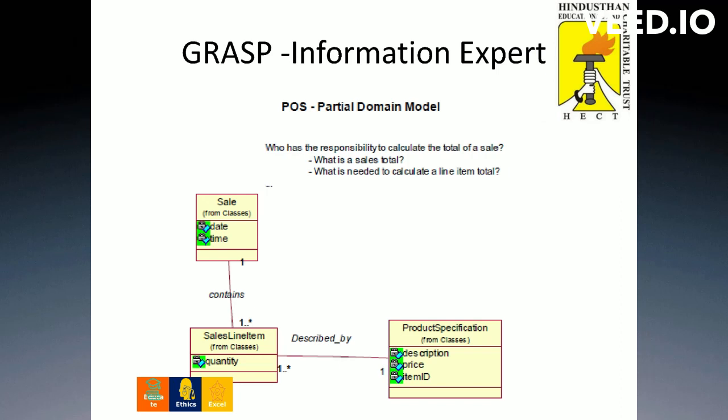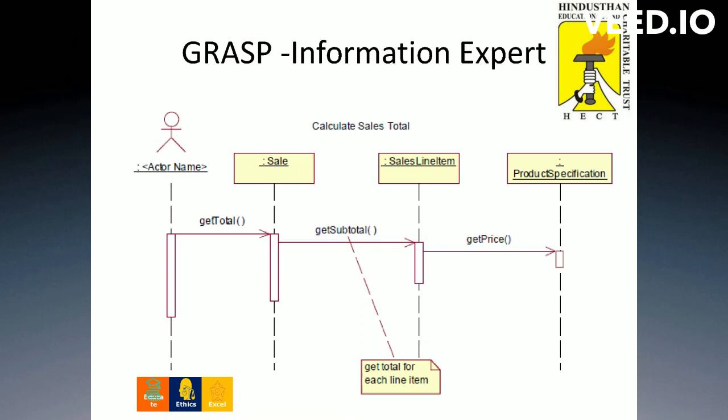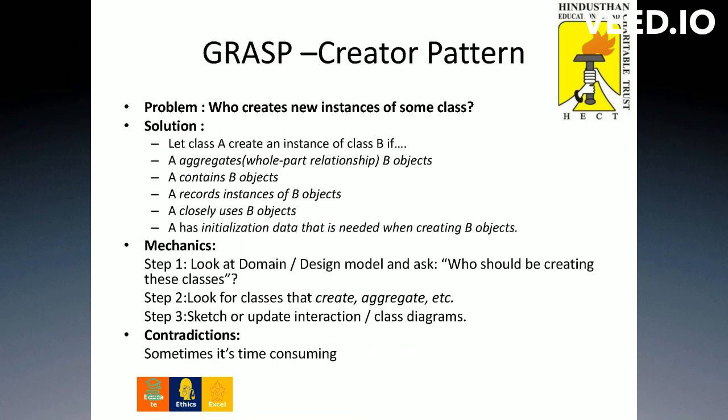Information expert. This is a class diagram showing a salesman and a production team. This is another diagram which has subclasses for a sales team and a production team. This is a sequence diagram for a sales team and a production team. And then the next thing is the creator pattern.